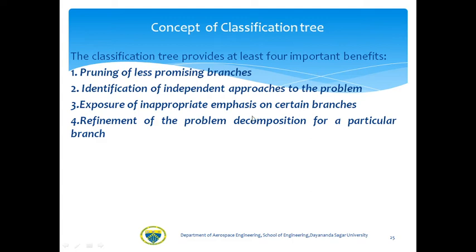Exposure of the inappropriate emphasis on certain branches, that we need to look over, and the refinement of the problem decomposition for the particular branch. So these are some of the benefits we get out of using such a classification tree. It's basically nothing new here. The only thing is you are showing your alternatives in a graphical way. So this is an important tool in systematic understanding of the ideas.